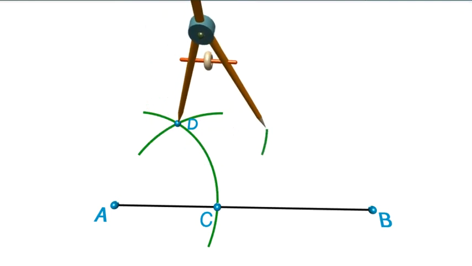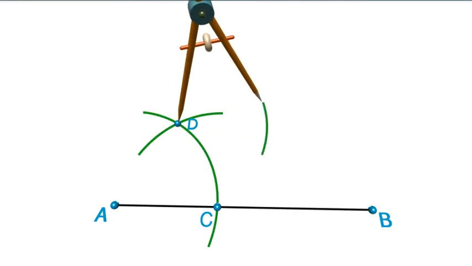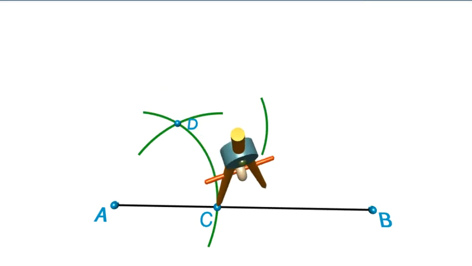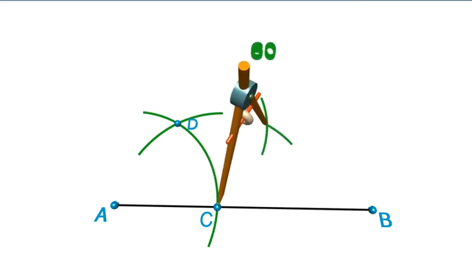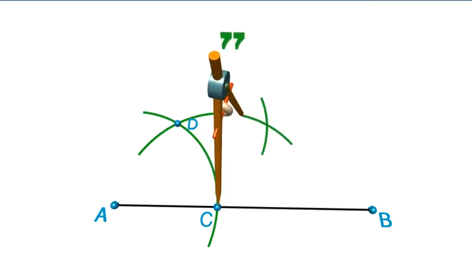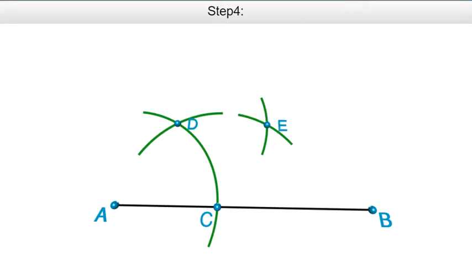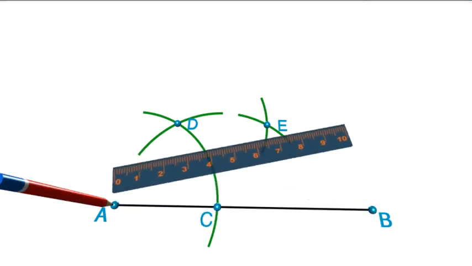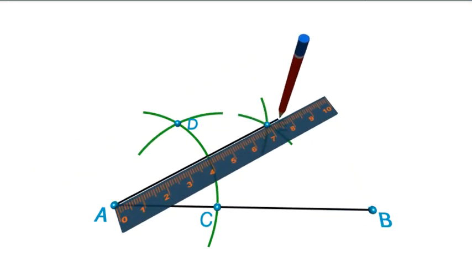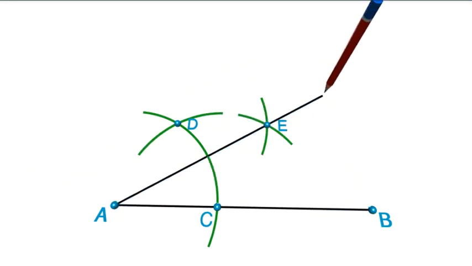With my metal tip still at D, I scribe an arc in front of A. Then I move the metal tip from D to C, scribe a second arc without shifting the compass, and the two arcs intersect at E in front of A. Now a line from A through E, that line is the bisector. It divides the 60-degree angle into two equal halves.